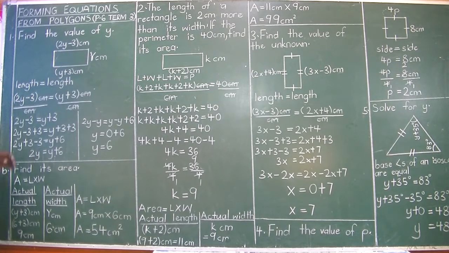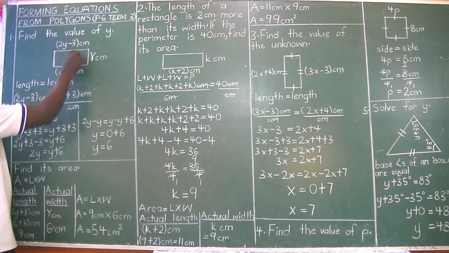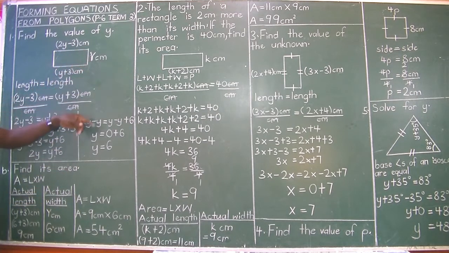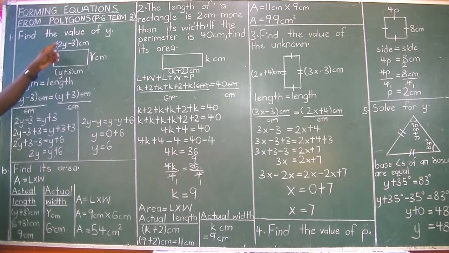We are then fortunate to have the 2 lengths that we know are equal given. So one length is given as 2y minus 3 centimeters, and the other length is y plus 3 centimeters. This is just width, which width will never be equal to the length, but only be equal to the other second width. So therefore, we say length equal to length because we have got those 2. Then we say 2y minus 3 centimeters is equal to y plus 3 centimeters. That's what we have here.